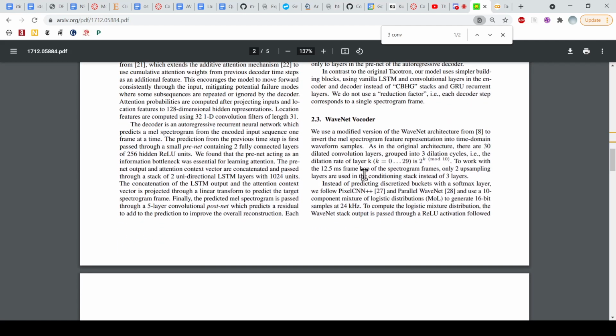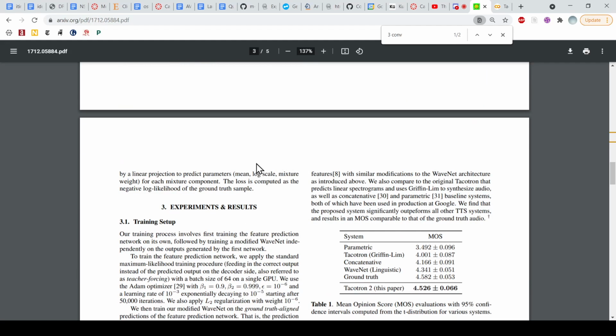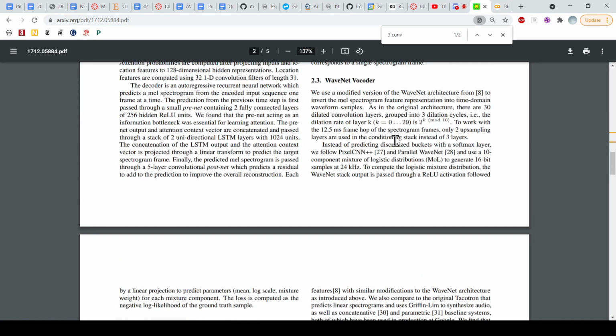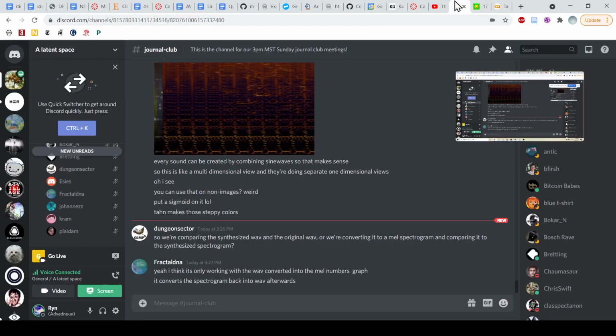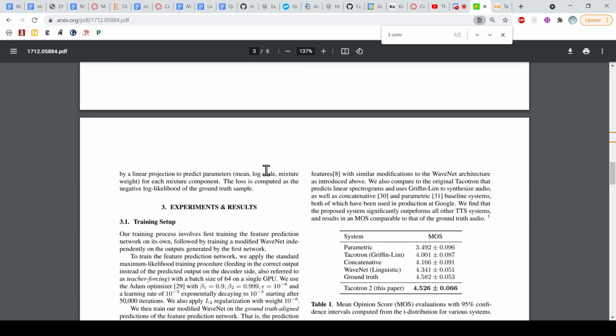This will tell us. We use a modified version of the WaveNet architecture. There are 30 dilated, blah, blah, blah. Instead of predicting discretized buckets with the softmax, we allow... Okay, so. Wow. So they are using WaveNet to create the 16-bit samples at 24 kilohertz. So yeah, WaveNet is trained separately to create the dot wave, and it predicts the parameters for each mixture component.